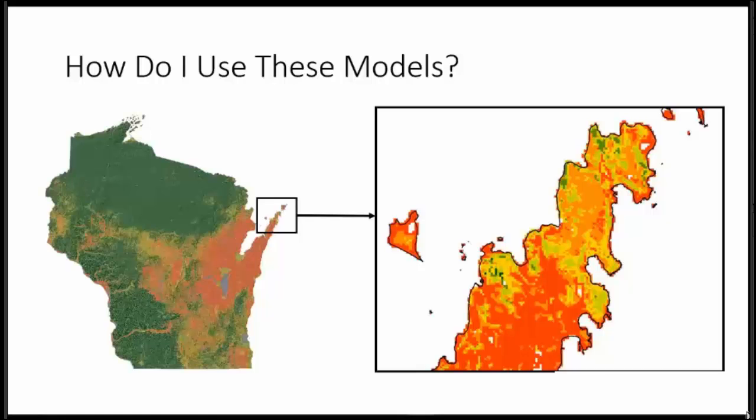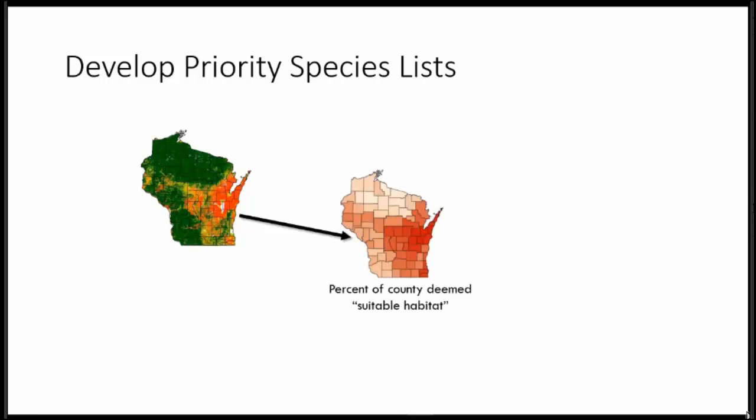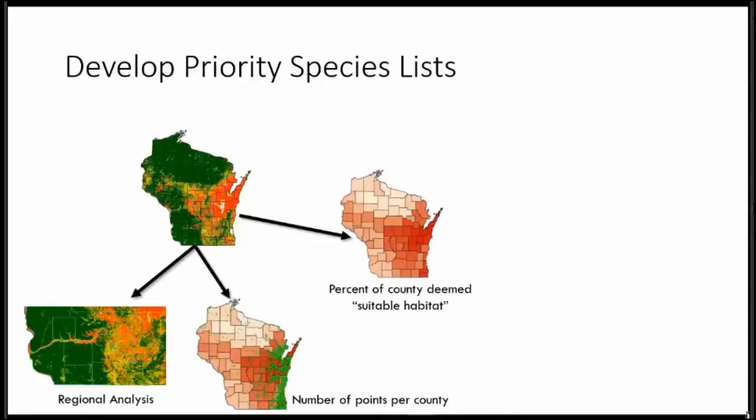So what we've done is we've actually developed priority species lists based on the species that we're able to model. And to do so, we split up the state into the 72 counties, and we looked at, well, what is the percent of the county that's actually deemed suitable habitat by our models? How many presence points do we have in that vast database that I talked about just a second ago? And perhaps what's going on around the region, and these are the 5 DNR regions across the state. And then we put them into 3 different categories.